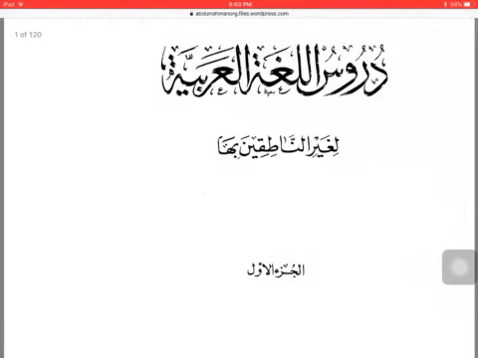Okay, so we have the book, and this is an online version of it that I'm using for this recording. The beginning, the book says, Durus al-Lugha al-Arabiya. Durus is the plural of the word dars. Dars means lesson. Durus means lessons. If I were to ask you, this word durus, is it a muzakkar word or a mu'annath word? And I will say again, durus is the plural for the word dars. It means lessons. Is this a muzakkar word or a mu'annath word?